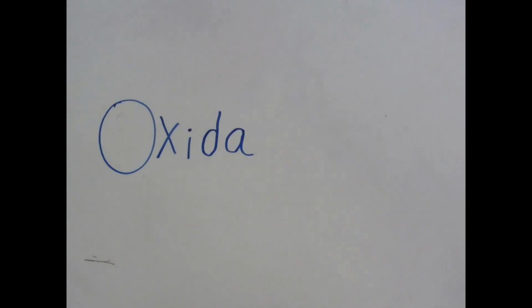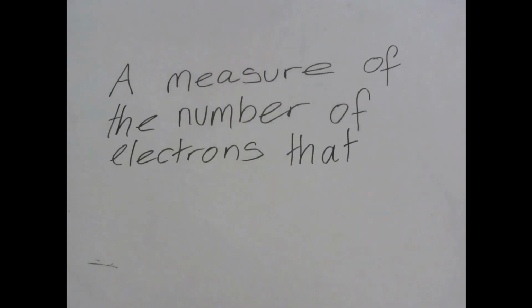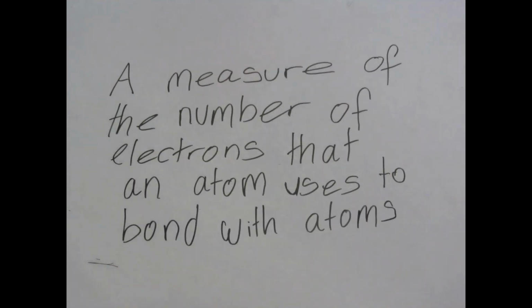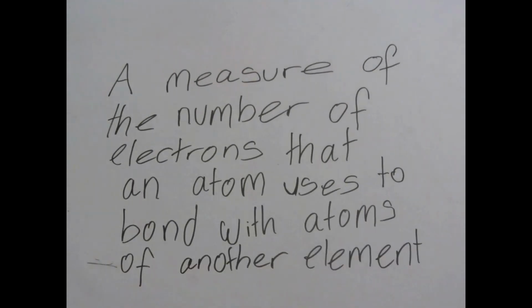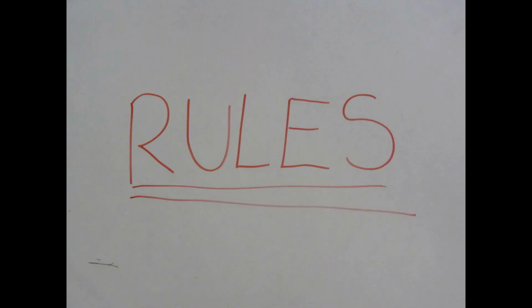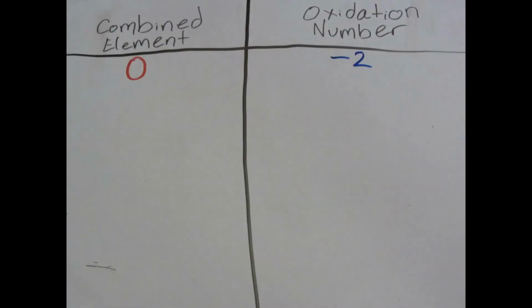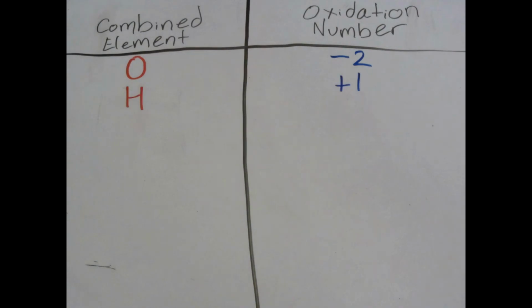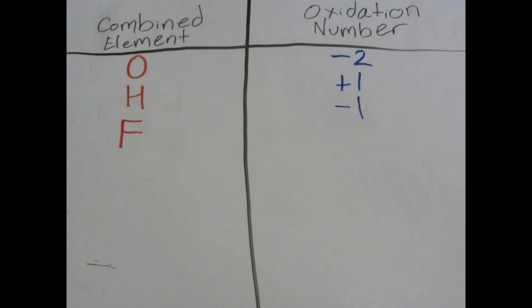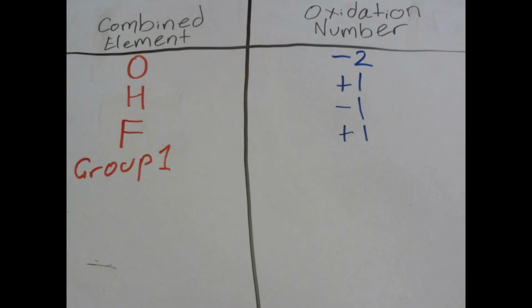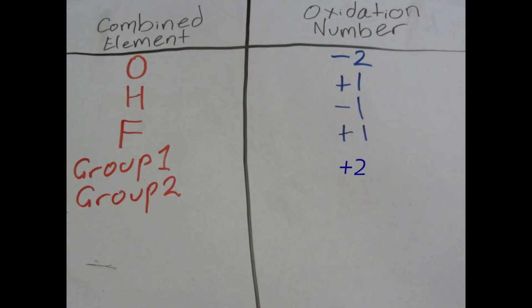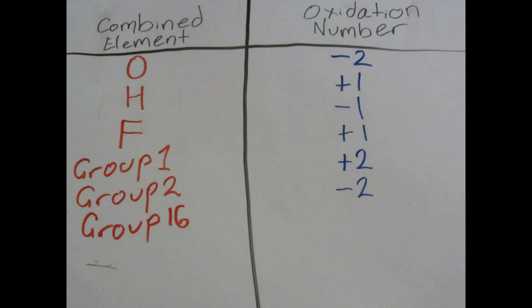Let's move on to oxidation numbers. Oxidation numbers are a measure of the number of electrons that an atom uses to bond with atoms of another element. And like with most things in chemistry, there are rules. Oxygen has an oxidation number of -2. Hydrogen has an oxidation number of +1. Fluorine is -1. Group 1 elements are +1. Group 2 elements are +2. Group 16 are -2, and group 17 are -1.